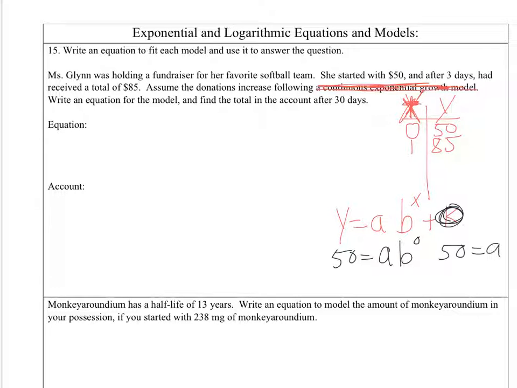50 is equal to a, and plug in our other point. That should be a 3, not a 1. So we've got 85 is equal to 50 b to the 3rd. Divide both sides by 50 and take the cube root. I get that b is equal to the cube root of 85 over 50, which you may or may not want to do out as a decimal. That might be a little bit easier for us to deal with and less gross looking.